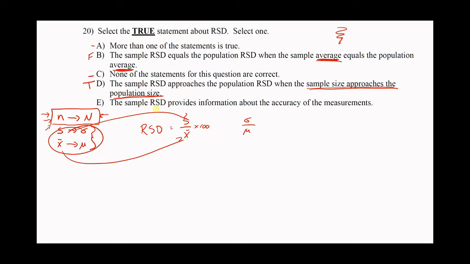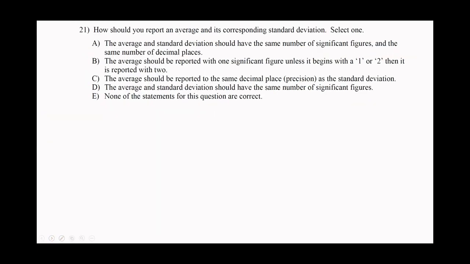Okay, let's look at E. The sample RSD provides information about the accuracy of measurements. No, it provides precision, so this is false. So none of the statements for this question are correct. That's false. And more than one statement is true. That's false. There's only one correct answer, and that is D. This is a challenging question. It's designed to be.